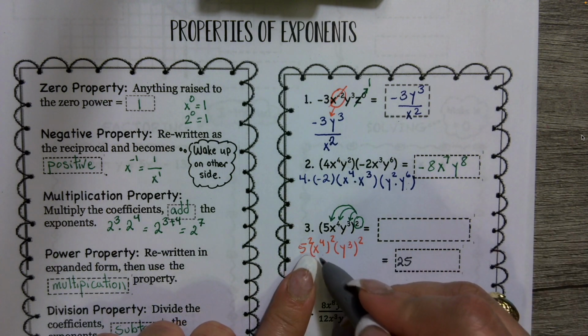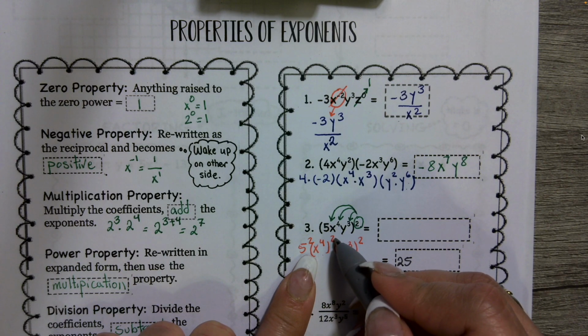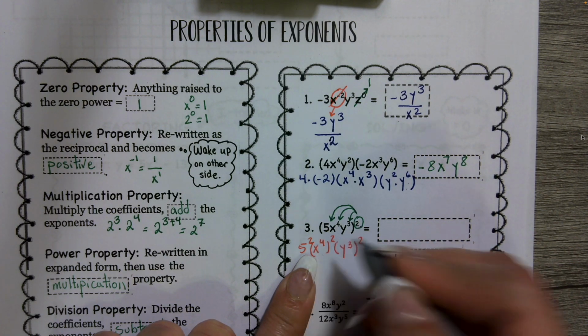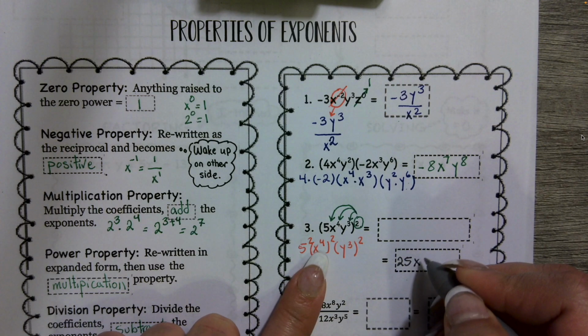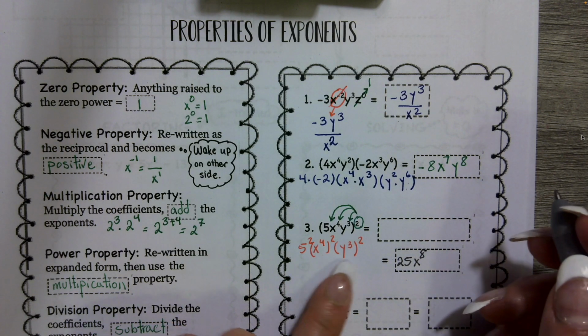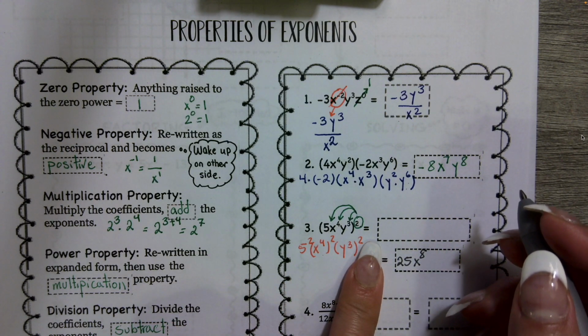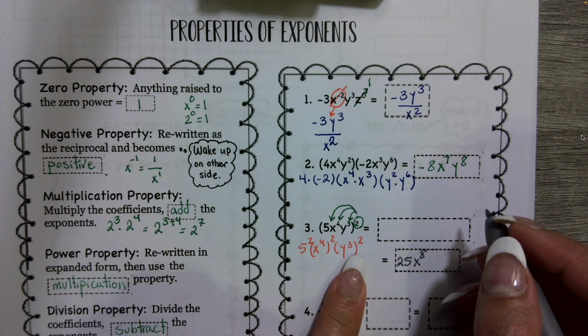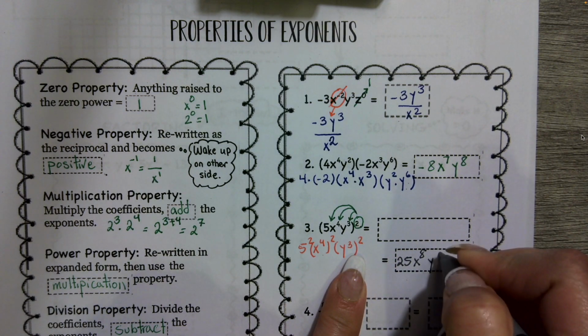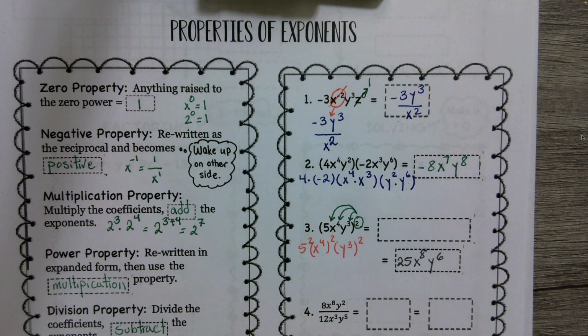And then x to the power of 4 to the power of 2. So that will multiply, so it would be x to the power of 8. Y to the power of 3 to the power of 2. 2 times 3 is 6. So it would be y to the 6.